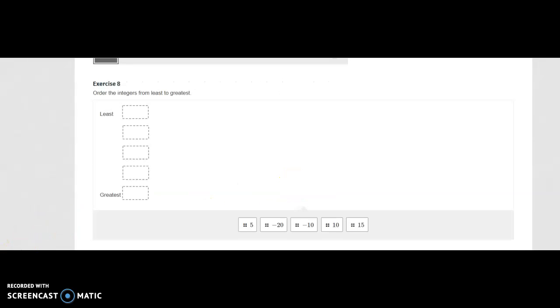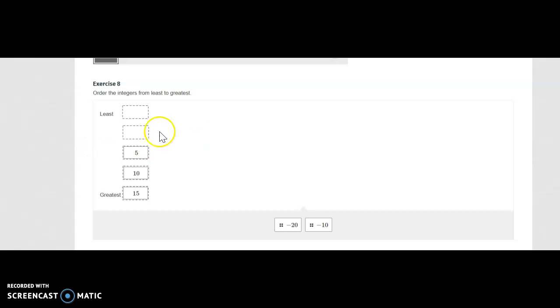Okay, so we're on exercise 8, and we're ordering from least to greatest. Remember, anything that's got a negative in front of it is going to be smaller, and the bigger the number is from the 0 on the number line, the farther away it is. So let's do the greatest first as the easiest. We have 5, 10, and 15 are all positive, so 15 would be our greatest. And then we would have our 10, and then our 5.